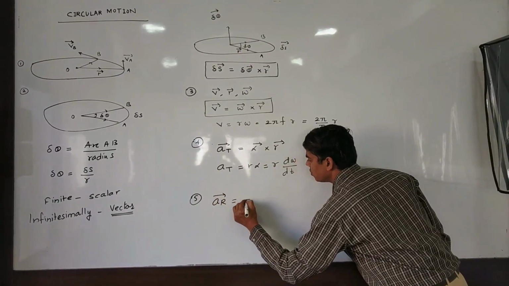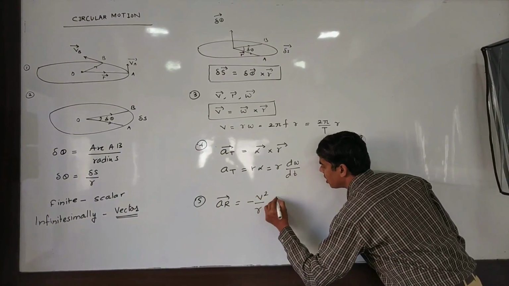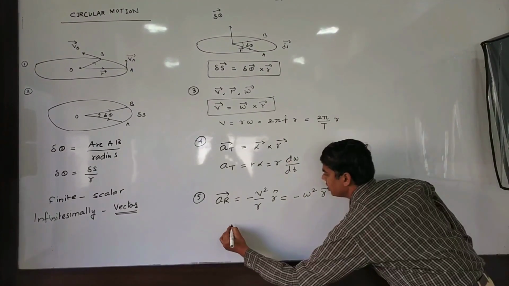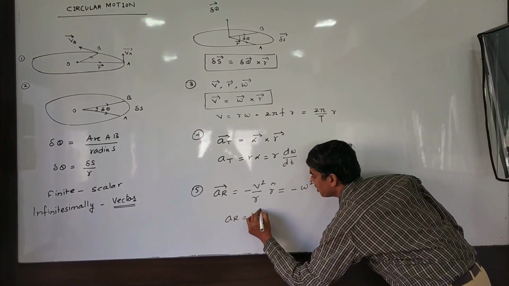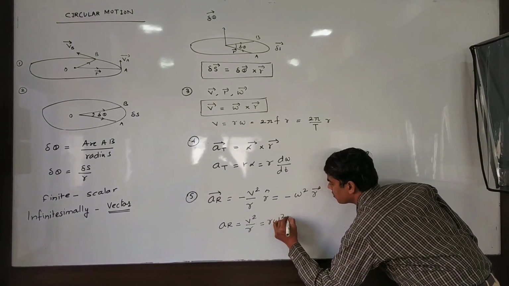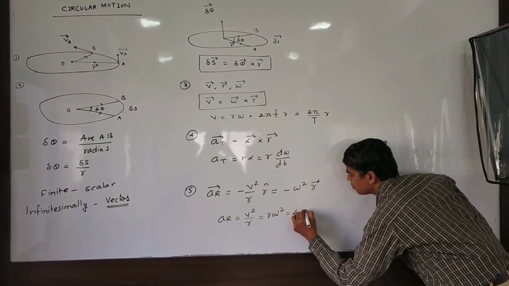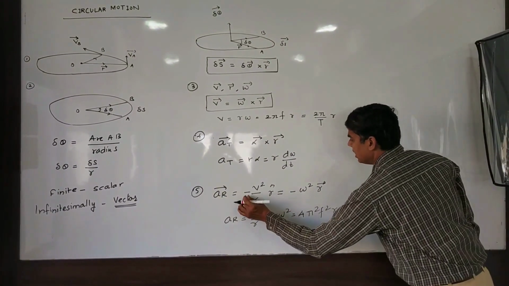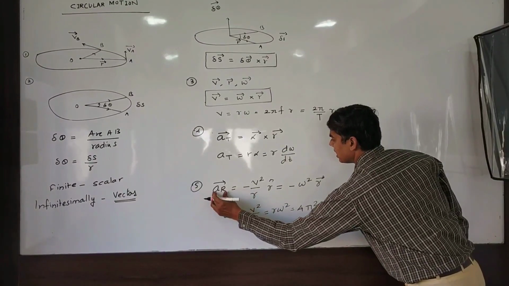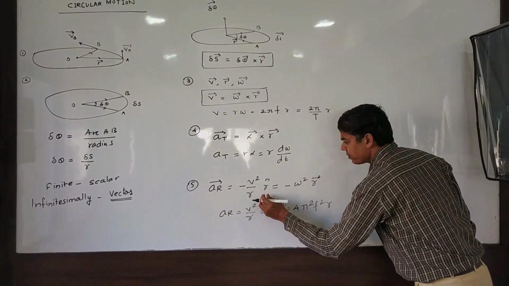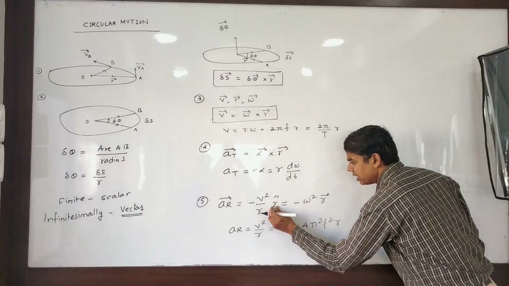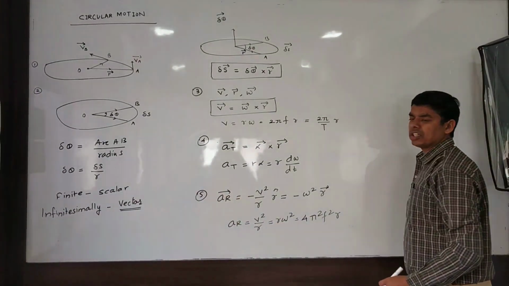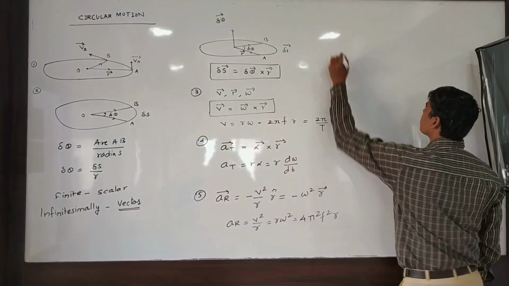Let's have a look at centripetal acceleration. a_r bar is equal to minus v square upon r into r cap, or minus omega square r bar. In magnitude we have a_r equals v square upon r, or r omega square, or as omega is 2 pi f, this is 4 pi square f square r. This is centripetal acceleration. Here the negative sign shows that a bar and r bar are oppositely directed. R cap is the unit vector along the radius. It is directed away from the center, which shows that centripetal acceleration is directed towards the center.